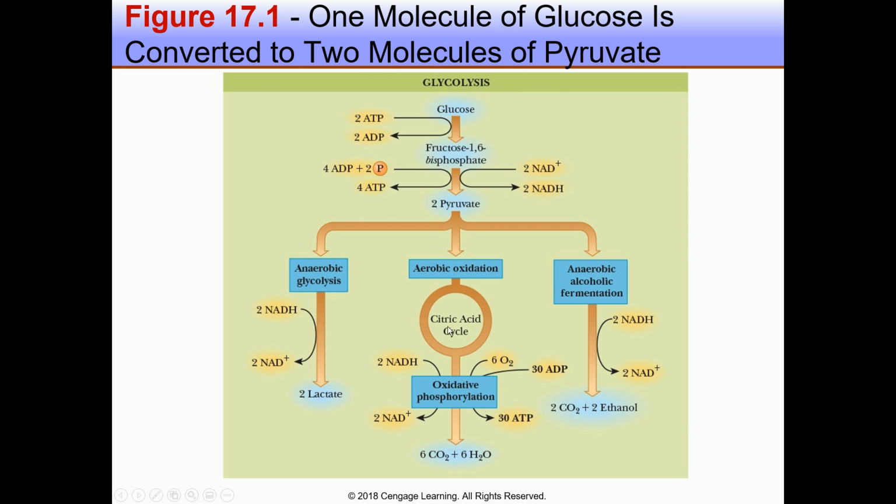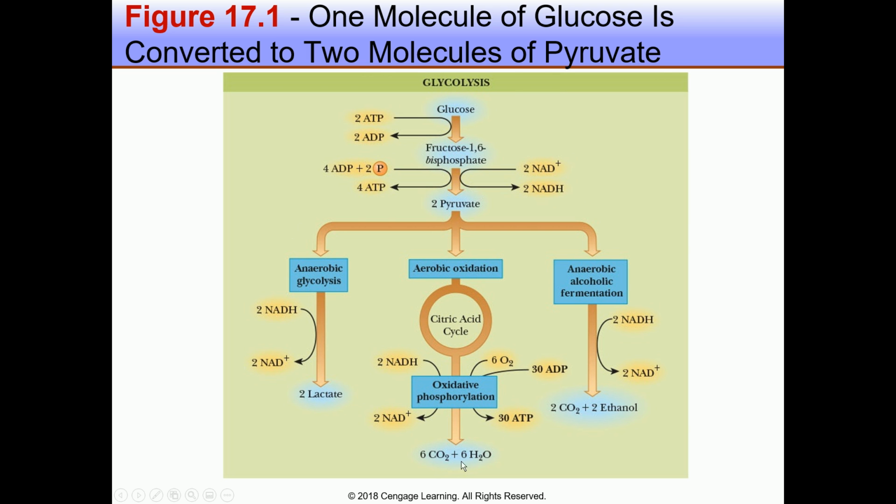Now this pyruvate, which will be followed in other chapters, can be further converted into acetyl coenzyme A, and then acetyl coenzyme A enters the citric acid cycle, and then oxidative phosphorylation. So this is the whole path of cellular respiration, or aerobic respiration.